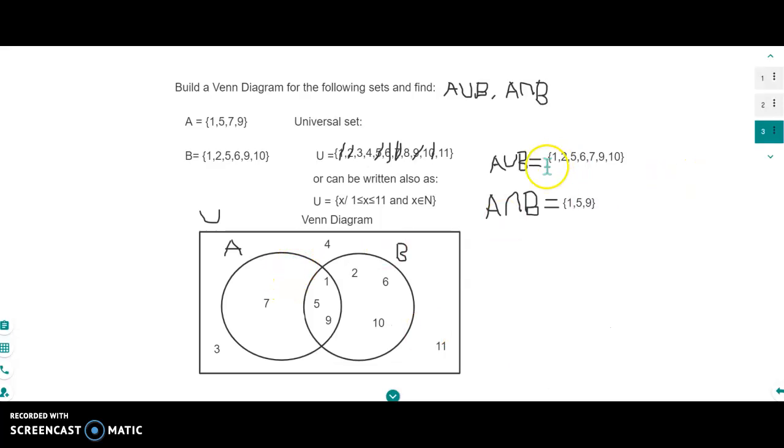That's it, guys. Remember the procedure. First, draw the universal set, then draw the sets inside, intersected. Then let's start writing the elements in every set in the intersection zone, inside the elements A and the elements B that are not in the intersection zone. And finally, we check the elements that are in the universal set but are not included inside the sets. Okay, so here we have 3, 4, and 11. And finally, once we have all of these, we can find A union B and A intersected with B.